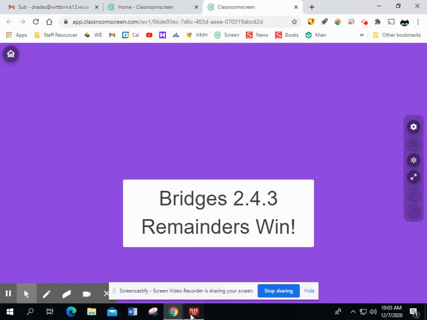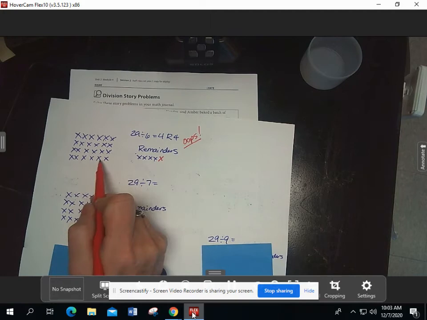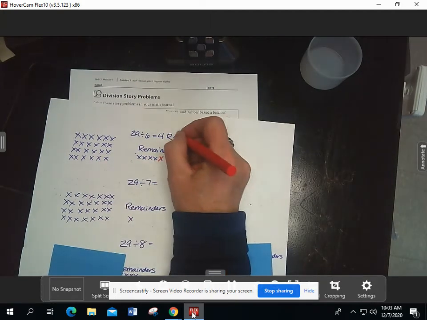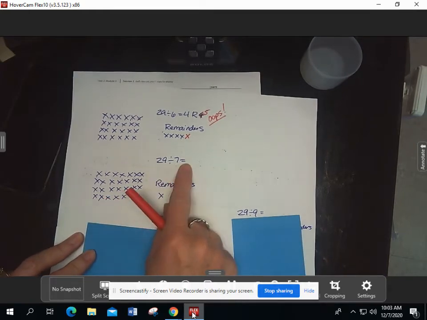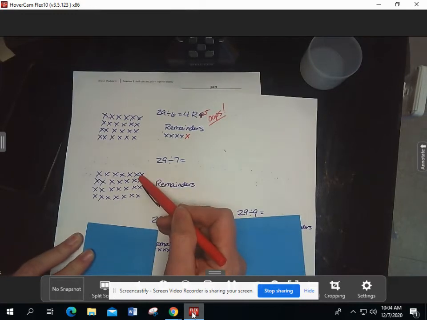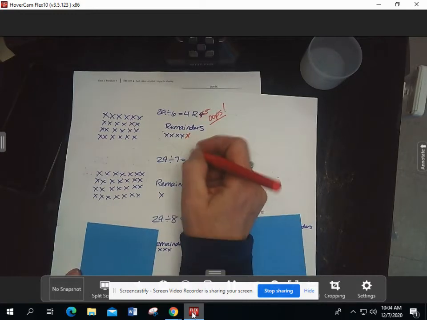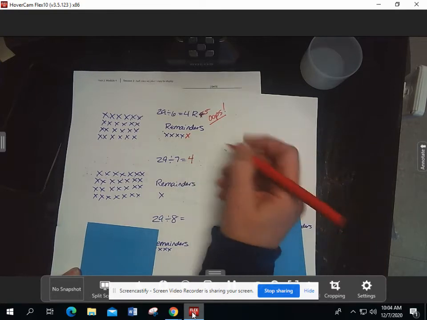Hello. Going back to what we were working on. I made a mistake. Notice this. Because if I think about this, 6 times 4 is 24, plus 4 is only 28. So I have to have 29. So we'll fix this. Let's work on 29 divided by 7. We have rows of 7: 7, 14, 21, 28, with how many left over? So we have 4 rows with a remainder of 1.